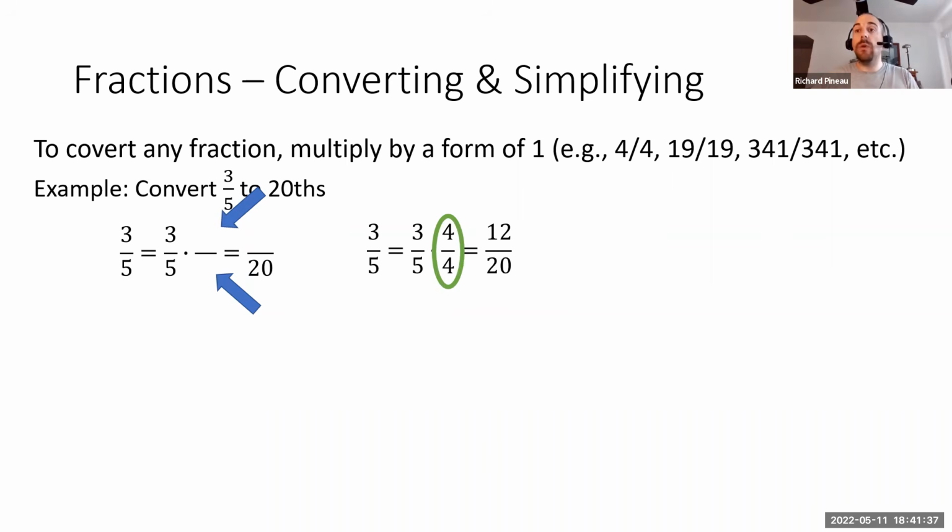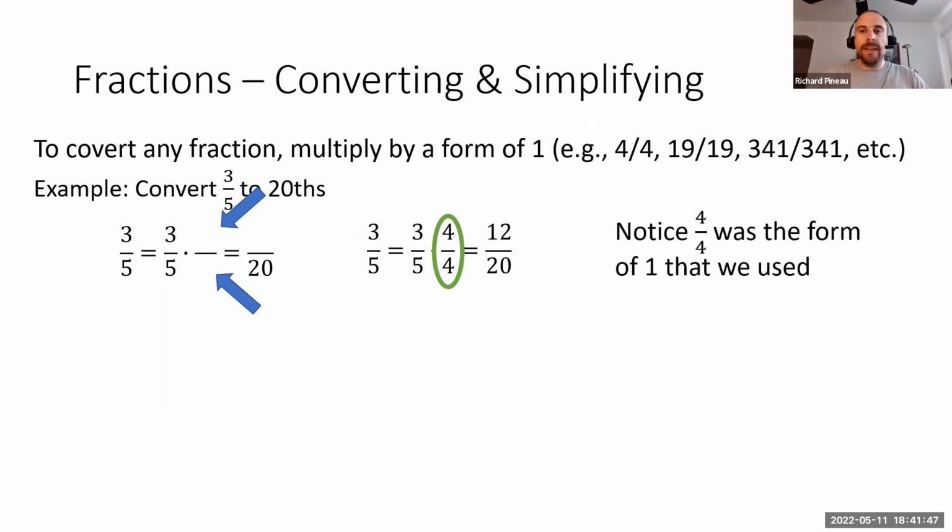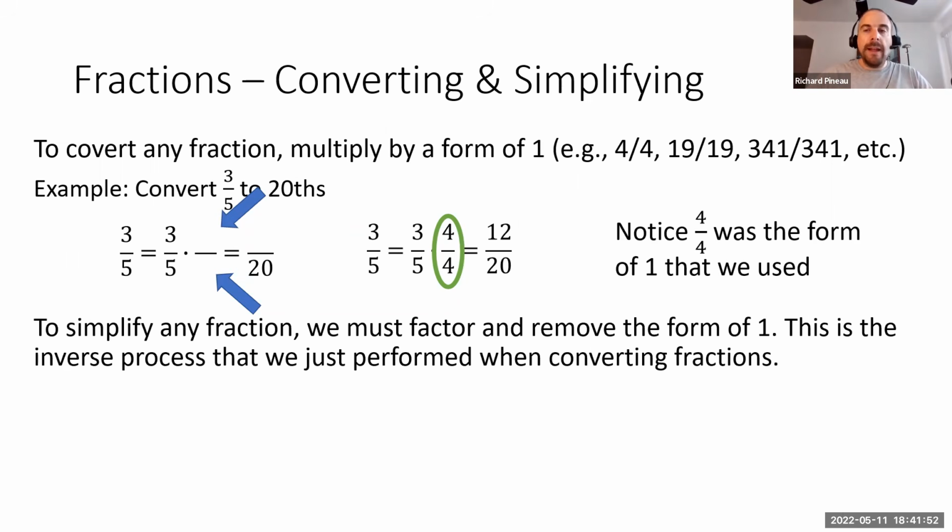So we call these equivalent fractions because they are indeed equal. Okay, 12 20ths might look a little different, but it's still 3/5. Okay, how do I know that? Well, we have the equal sign. Okay, so 4 over 4 again was the form of 1 that we used here. Now, to simplify a fraction, we actually do this process in reverse. What we have to do is we have to factor both the numerator and the denominator, and instead of multiplying by a form of 1, we're actually removing it. Okay, that's simplifying the fraction.